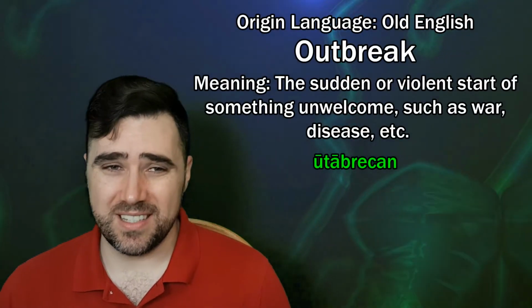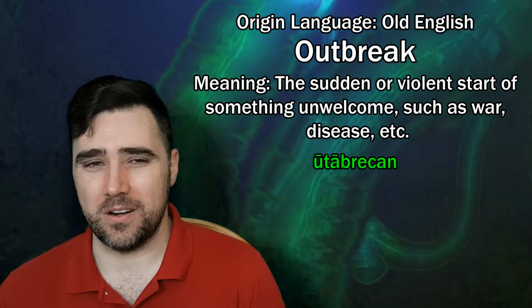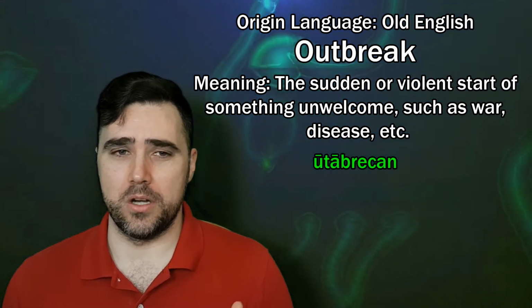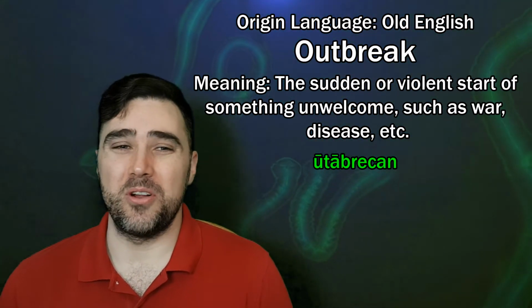Well, first of all, an outbreak is what happens when a disease or sickness first appears somewhere. This word originates from the Old English word utbrakan from the 13th century.